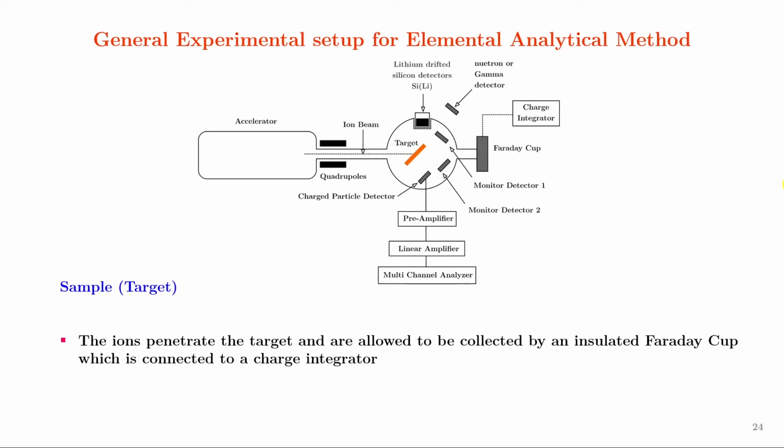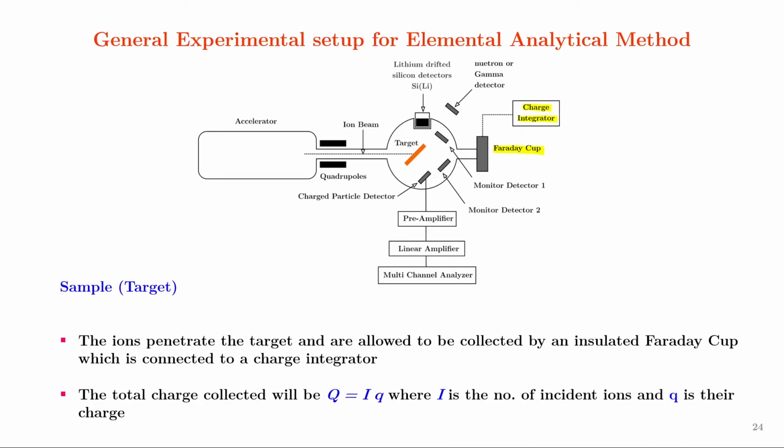The ions penetrate the target and are allowed to be collected by an insulated Faraday cup which is connected to a charge integrator. The total charge collected would be Q equal to I times q, where I is the number of incident ions and q is their charge.